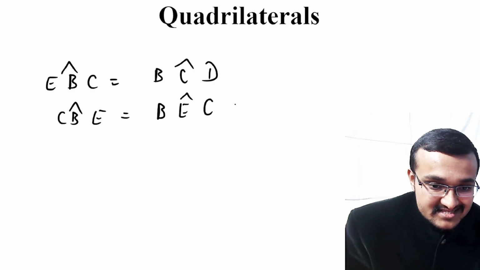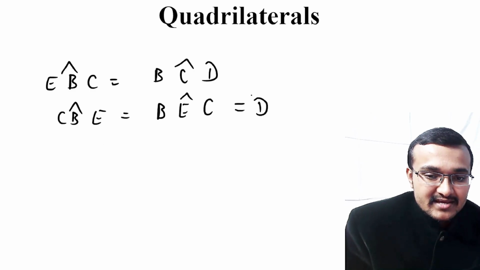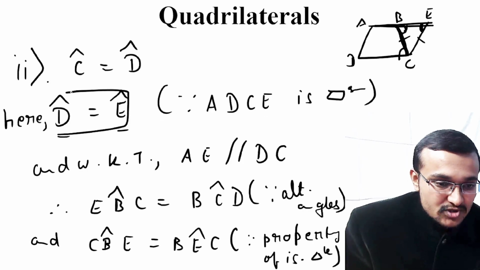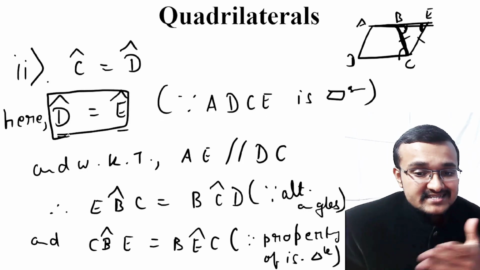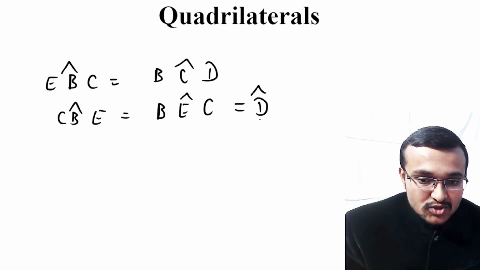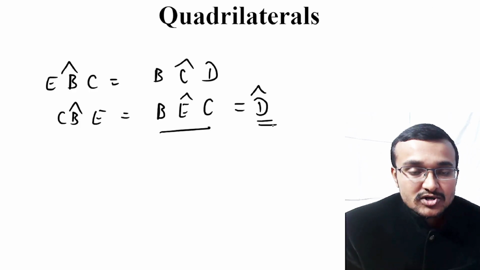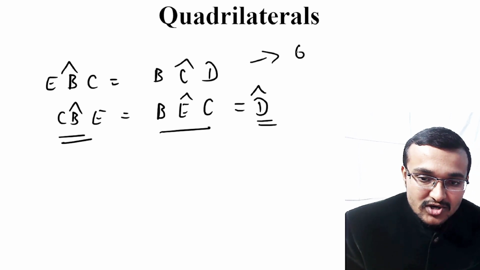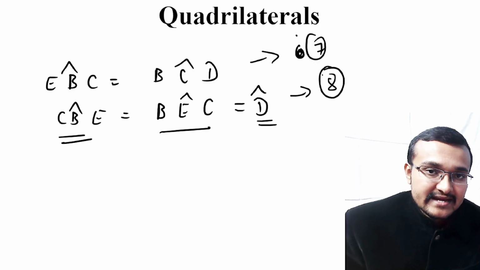BEC. This is also equal to D, because here we already know that D is equal to E. Since ADC is a parallelogram, D is already equal to E. So since D is equal to E, BEC will be equal to D, and we also know CBE is equal to BEC. So this you can call equation 7, and this you can call equation 8.